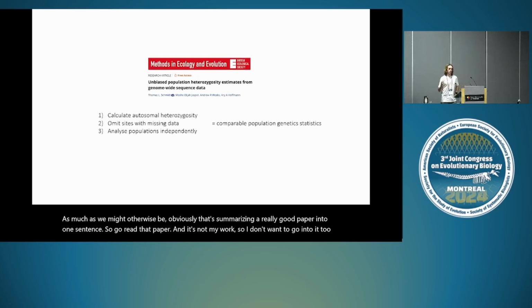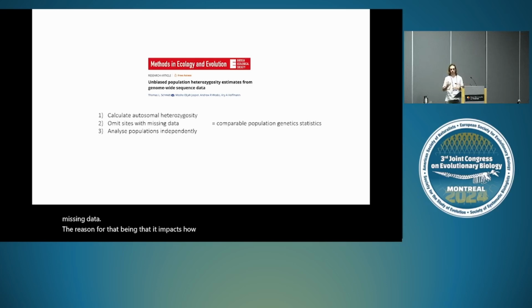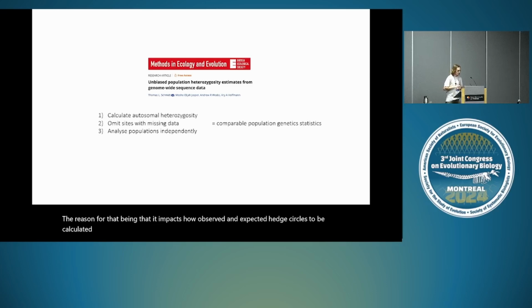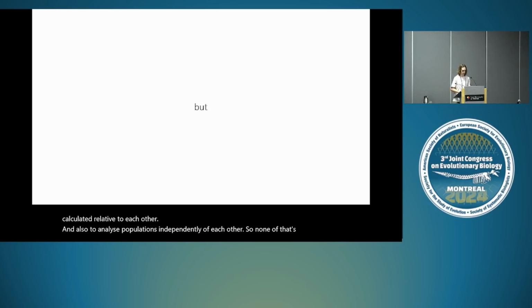But essentially, that paper comes up with 3 recommendations which should result in better estimates, which we need if we're doing conservation genetics across lots of species. And those recommendations are to use that autosomal measure, also to omit sites with any missing data. The reason for that being that it impacts how observed and expected heterozygosity are calculated relative to each other, and also to analyse populations independently of each other. So none of that's new, none of that is my work.